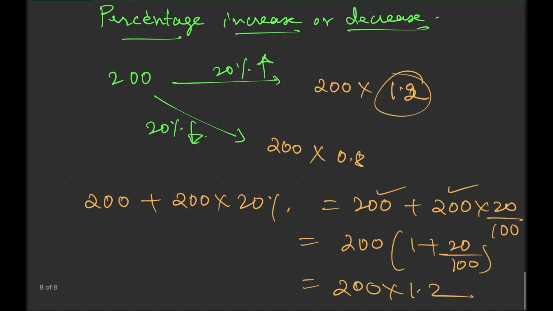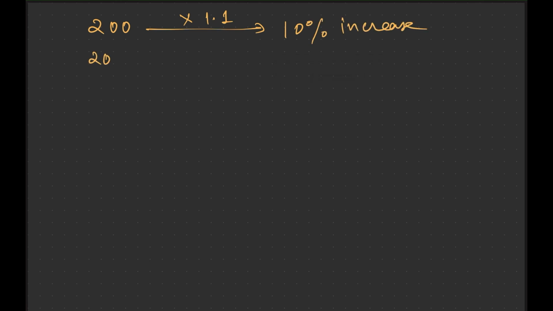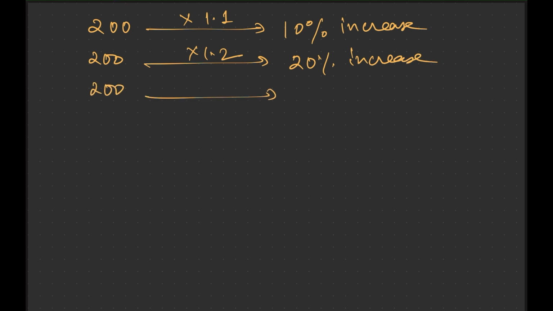So if we have to increase 200 by 10%, then we will multiply by 1.1, so it will be a 10% increase. Similarly, if we multiply it by 1.2, it will increase by 20%. If we multiply 200 by 1.3, it will increase by 30%.